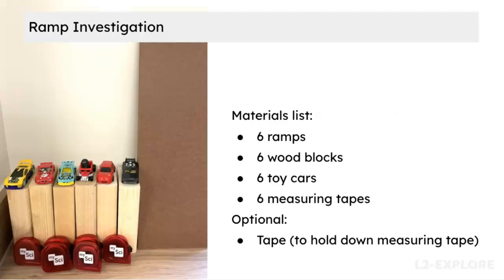For the explore portion, you'll show students the toy cars, ramps, blocks, and measuring tapes they'll use for the ramp investigation. You'll ask them how they think they can use these materials to investigate what makes objects fall down. Pause the video here to see the materials needed from your MySci kit.